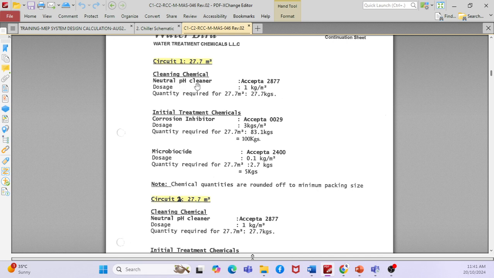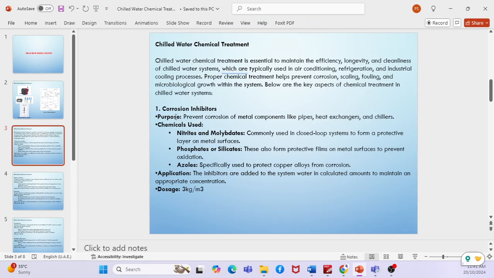Okay, so if you talk about pH cleaner, you will add 1 kg per meter cube, and for the corrosion inhibitor, you will add 3 kg per meter cube, and if it is a microbiocide dosage, you will add 0.1 kg per meter cube. Okay. So if I go into the slide, you can see the corrosion inhibitor.